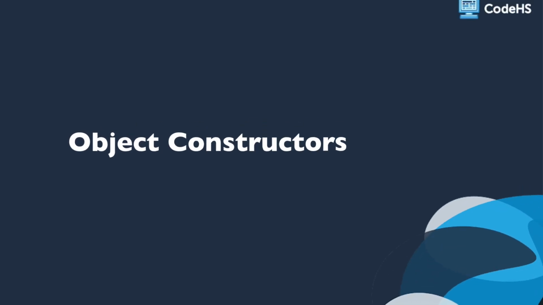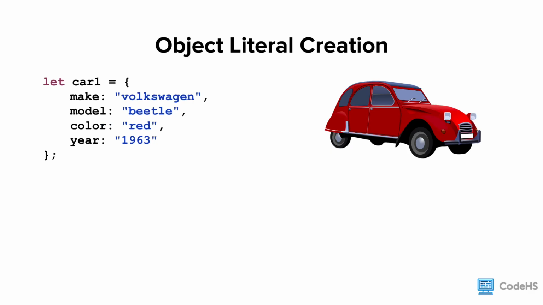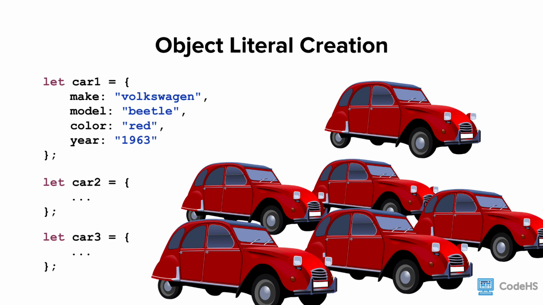Hi, let's learn about object constructors. Up to this point, we've been creating objects with object literals, adding properties and methods during or after creation. This is great for one-off object creation, like this car, but less ideal to create 2, 3, or many cars.